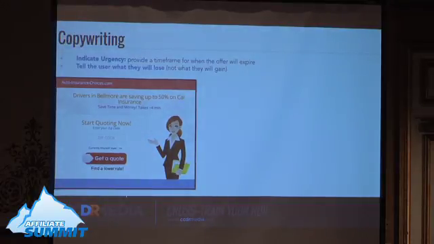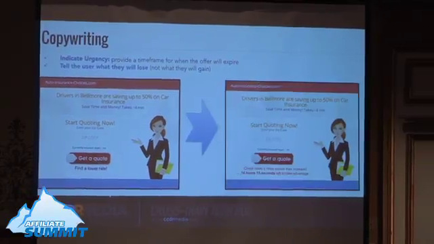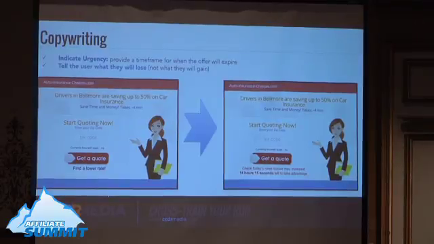So indicate urgency. Provide a time frame. Sometimes if your advertiser thinks that's compliant or is okay with that, you want to add a timer. That sometimes helps. Don't just say something like find a lower rate. Tell them what they're going to lose, not what they're going to gain. Instead of find a lower rate, say before today's rates increase, get your quote now. That has certainly shown a lift for us on the copywriting side.